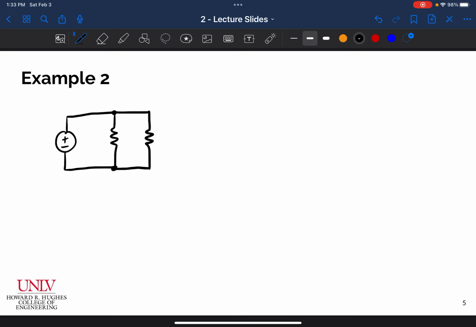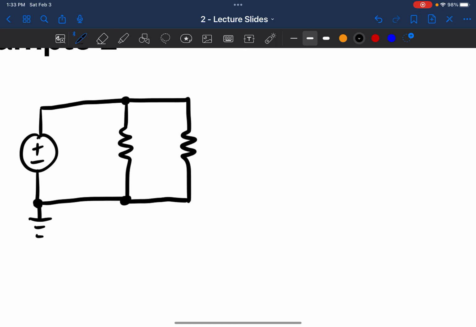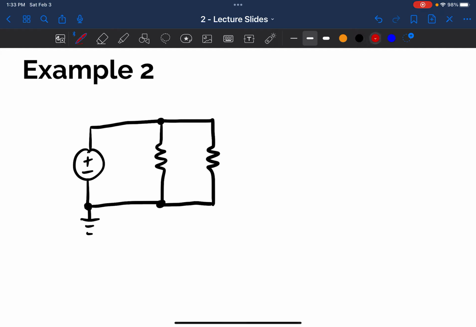And I'm going to go ahead and throw ground here. And we're going to go ahead and analyze this circuit. Let's call this a 1K ohm resistor, and this will be a 2 kilo ohm resistor. And I'll just make this a 24 volt voltage source. All right. And so what I want to do is find I1 and I2 in this circuit.